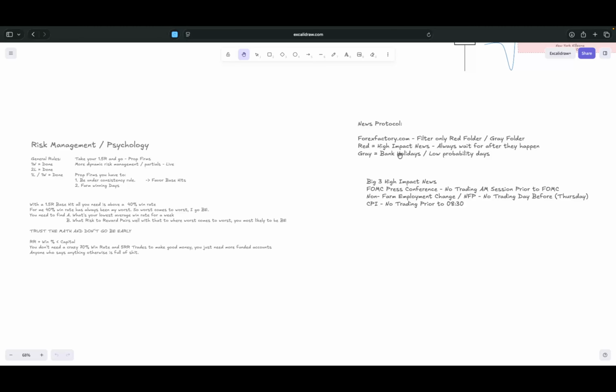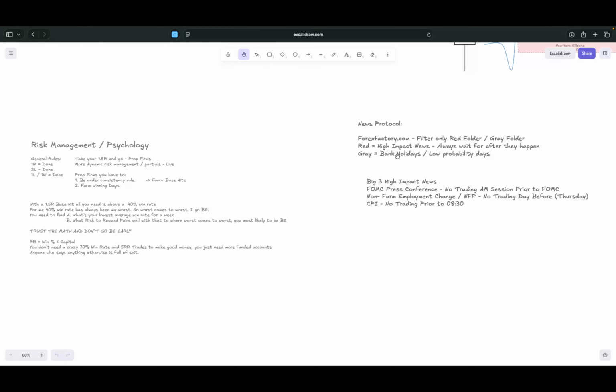Personally, I don't really care about orange folder. Red equals high impact news. Always wait for after they happen. So if there's red folder news at 10 o'clock, guess what? I'm not trading 9:30, okay? Gray means bank holidays and low probability days. For those days, I do not trade. Markets can be open or closed on those days, give or take, but all the major institutions that actually move price will not be trading on those days. So I really don't care. I'm just probably going to sleep in on those days.